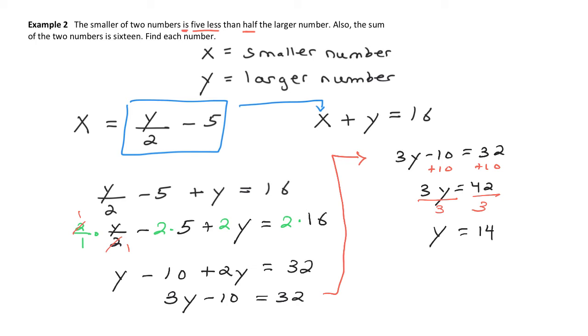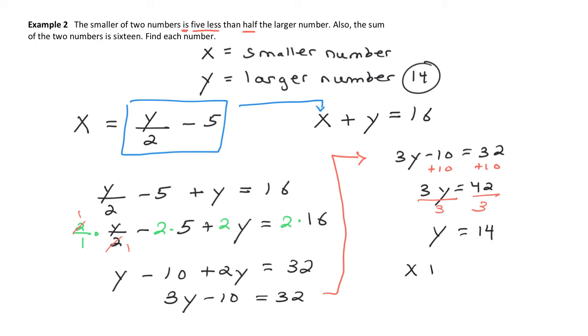Okay, so I have y, which is my larger number. I'll put that up here. But I don't know what the smaller number is. I still need to figure that out. Well, the good news is we have an equation here. x plus y has got to be 16. So let's use this piece of information.